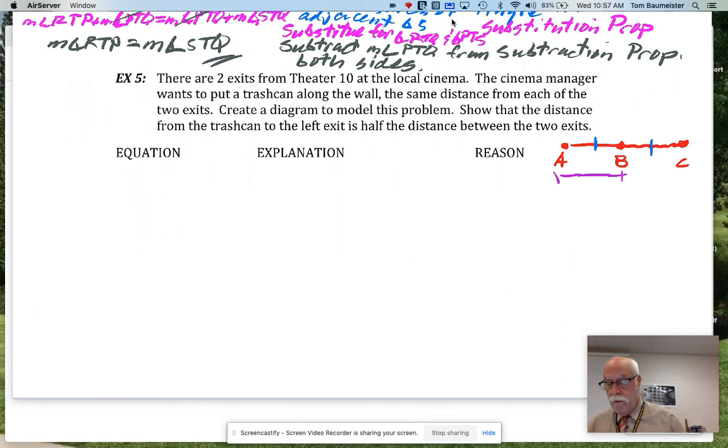So, according to the diagram, what did I just tell you? I just told you that AB is equal to BC. And why is that?